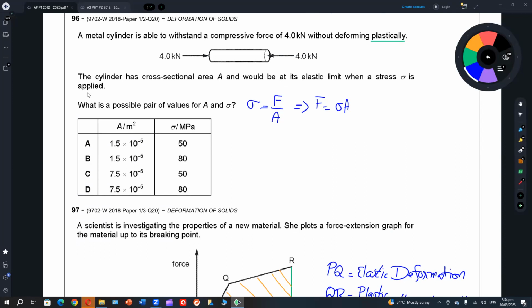And we know force is given. And Pascal we will take as 10 power 6, so we should try all the options in megapascal. I've shown the first working, so please solve this for me.